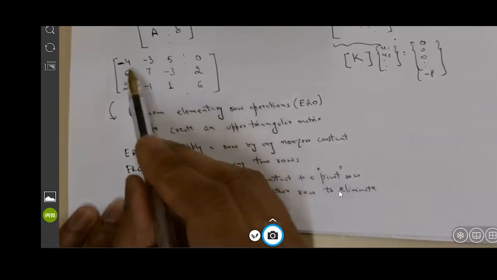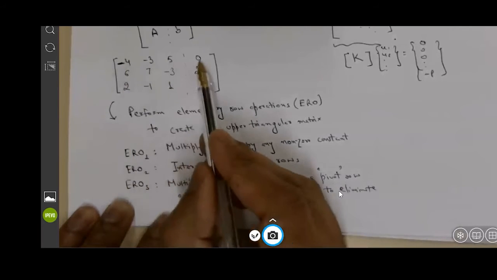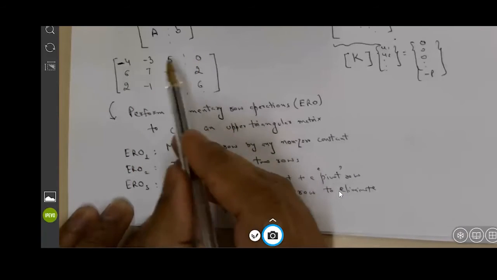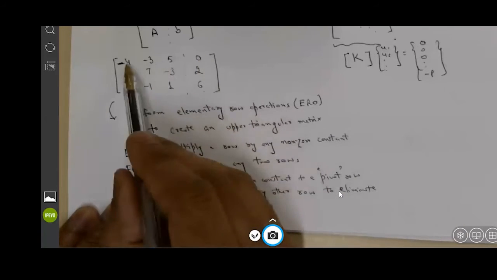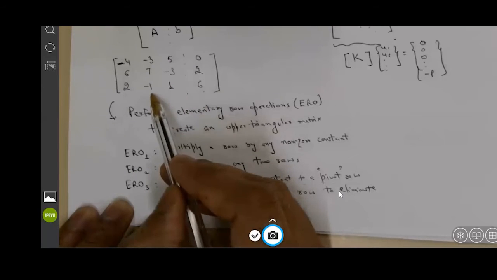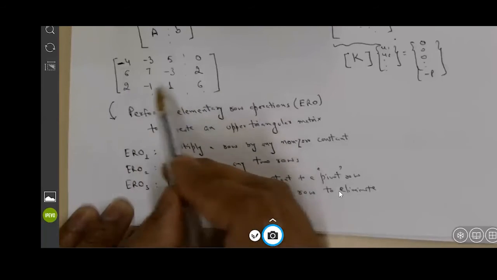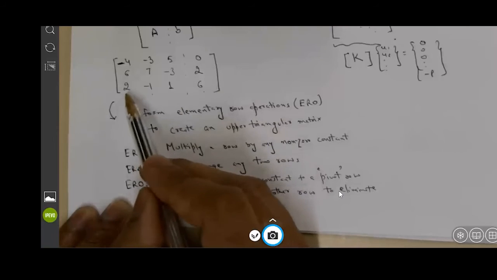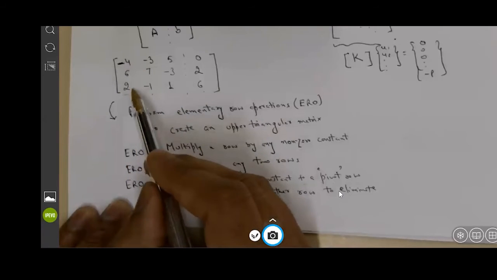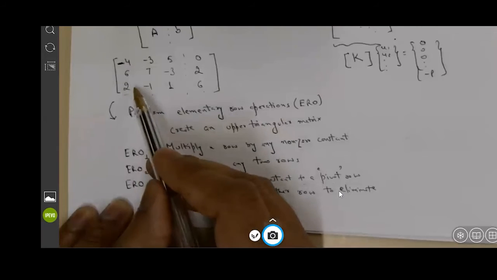So I can multiply this row with a constant. Let's say I multiply this with 0.5, and take this row and add it to this row and replace the result. What do I get in here? If I multiply this with 0.5 and add it here, what do I get? 0. 0, right?